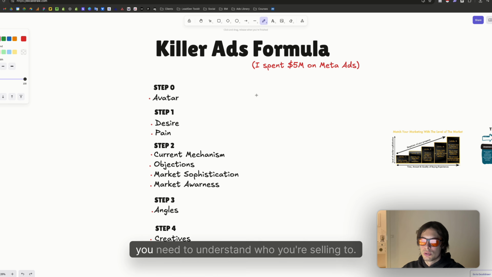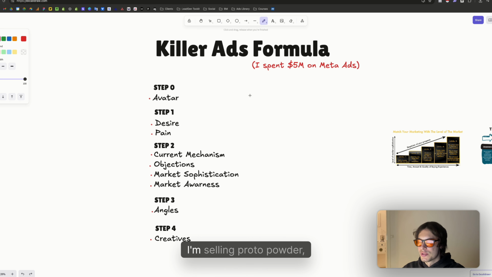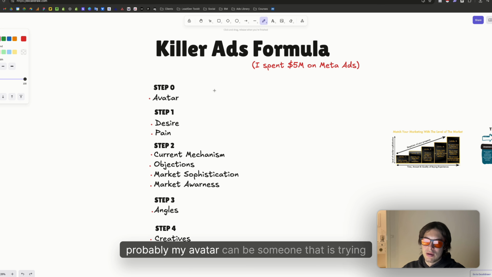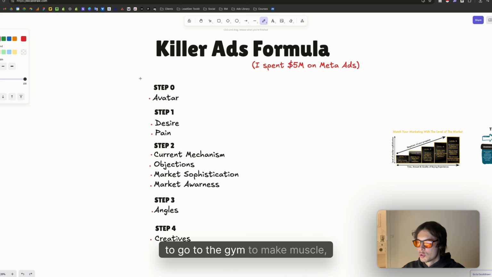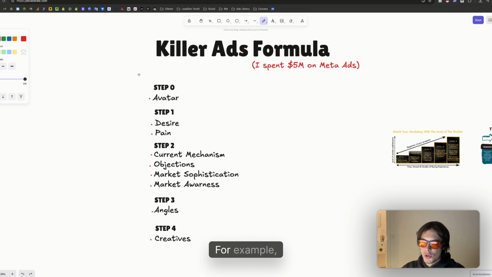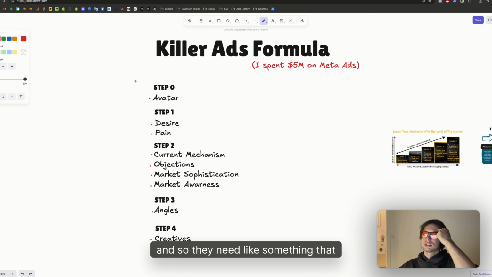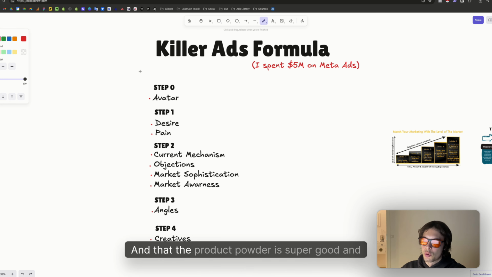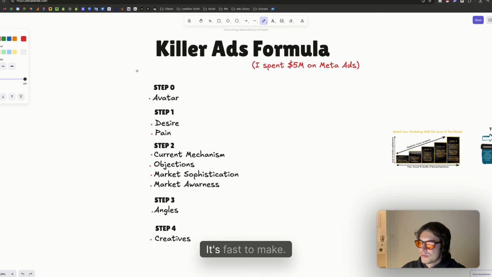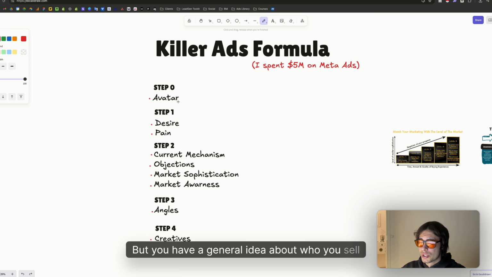All right, like I said, you need to understand who you're selling to. Maybe you don't know exactly who it should be your avatar, but you should have like a general idea. If, for example, I'm selling protein powder, probably my avatar can be someone that is trying to go to the gym to make muscle. Obviously, there can be more. For example, maybe someone that doesn't eat during the day, and so they need like something that they can eat, right? And then the protein powder is super good and powerful, it's fast to make, right? That's a secondary avatar, sure. But you have a general idea about who you're selling to.